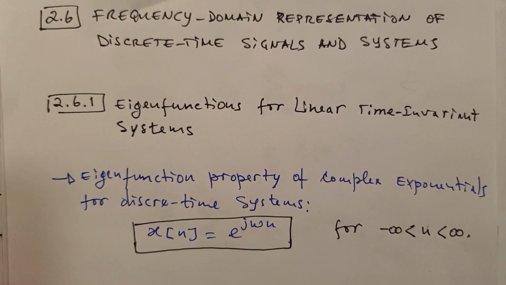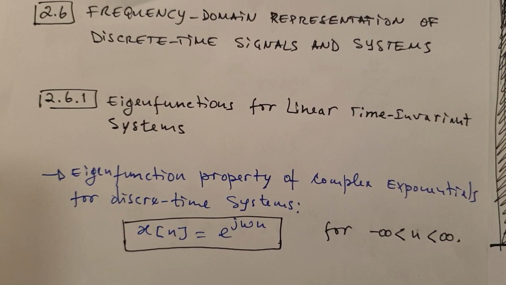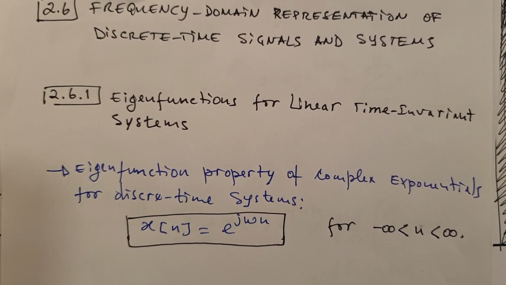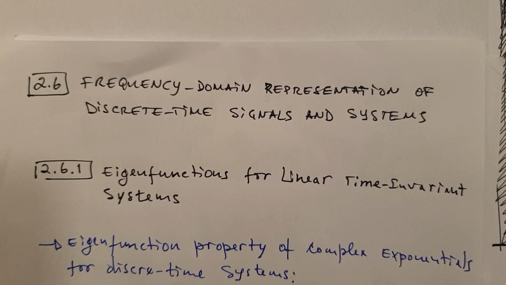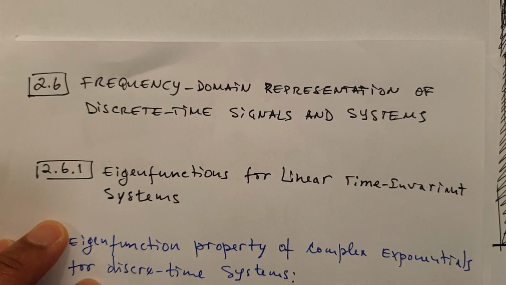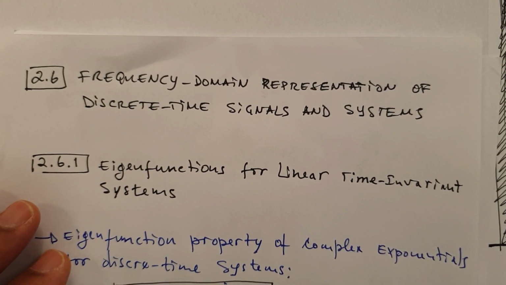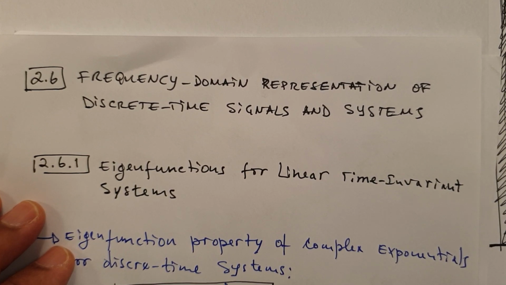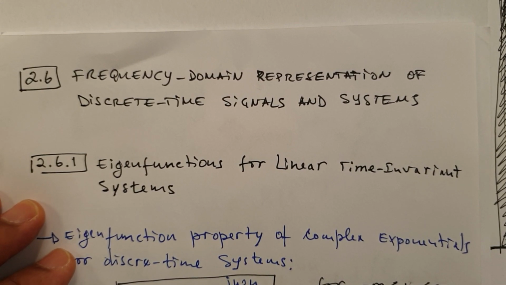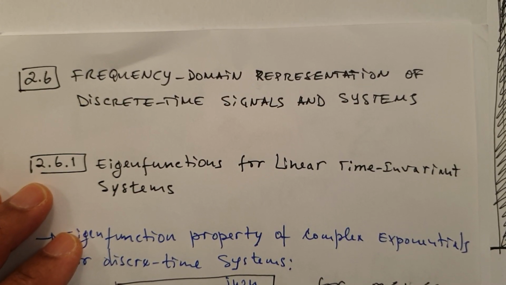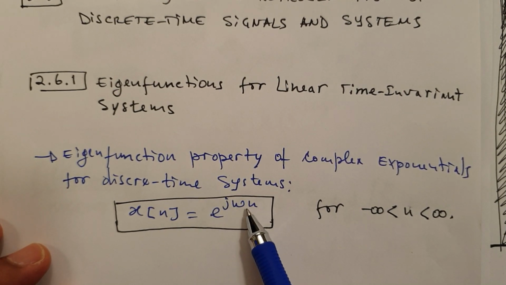Also, this frequency domain representation of discrete time signals and systems is where we start analyzing the Fourier transform, where we introduce the Fourier transform. And here we are introducing a very important concept that I mentioned a little bit before. You can go back in the video and see the example when we consider this complex exponential as the input to our system.